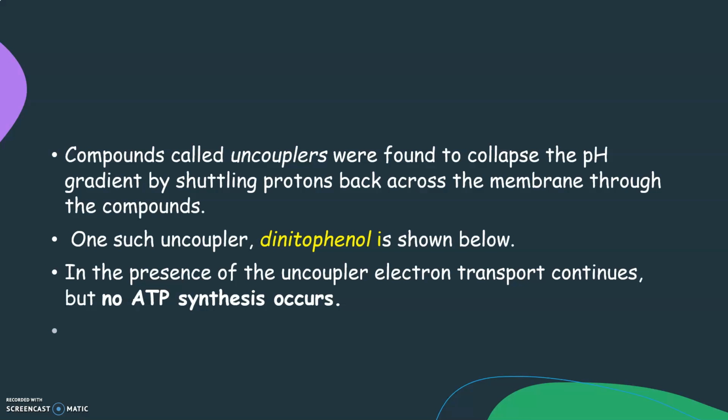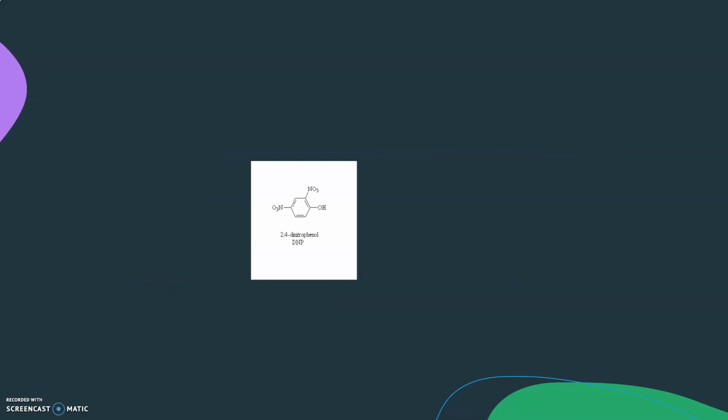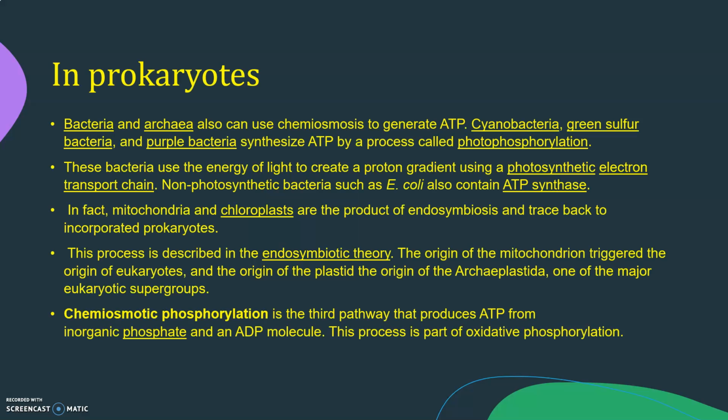Compounds called uncouplers were found to collapse the pH gradient. These compounds collapse the established pH gradient by shuttling the protons back across the membrane. One such uncoupler is dinitrophenol. In the presence of this uncoupler, what happens? The electron transport chain continues, but no ATP synthesis occurs. That's the difference. This is the dinitrophenol molecule.